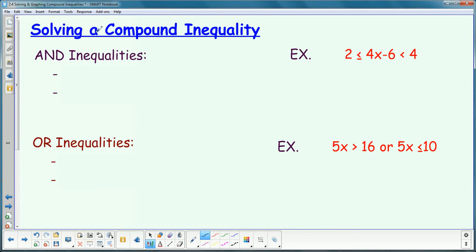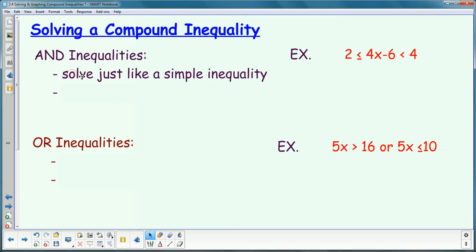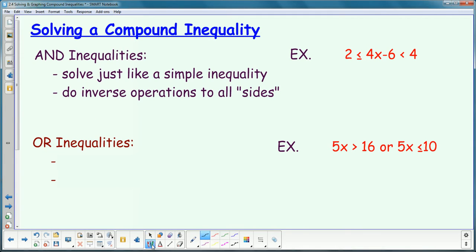And then if we're going to solve a compound inequality, like we said, we have two kinds. We have and inequalities, and we have or inequalities. We're going to solve them just like a simple inequality. And we're going to do inverse operations to all sides. Now remember also that if we have a division by negative, your symbols still switch. So that rule still stays.